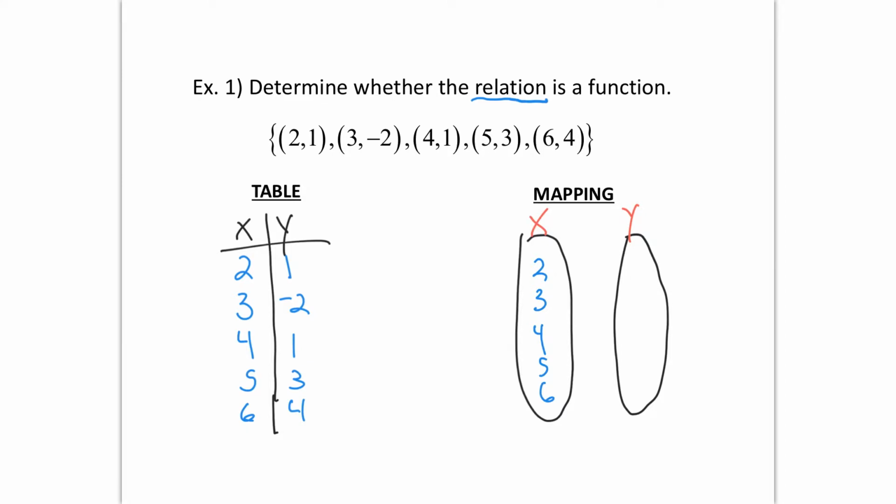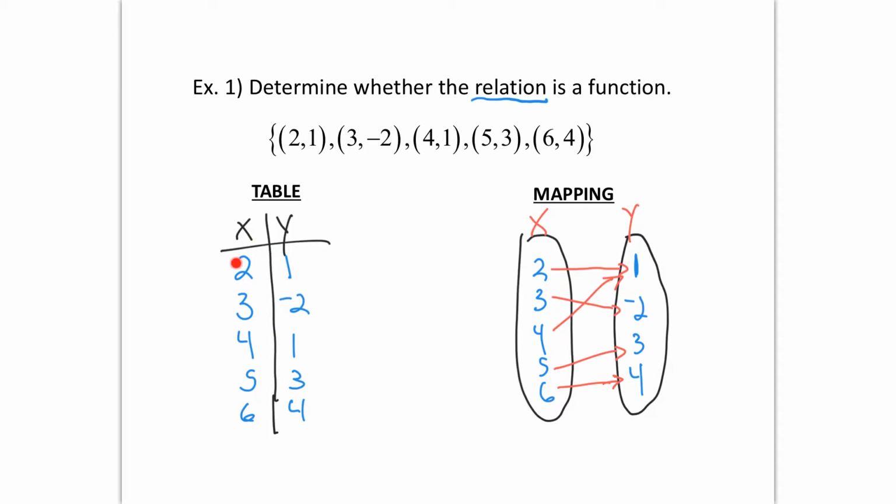And my y values, the 1 is repeating, so I'm going to put a 1 once. The -2. Notice the 1 is repeating here, so you just write it down once. The 3 and the 4. I'm going to start connecting the x's to the y's. So the 2 goes to the 1, 3 goes to -2, 4 goes to 1, 5 goes to 3, and 6 goes to 4.